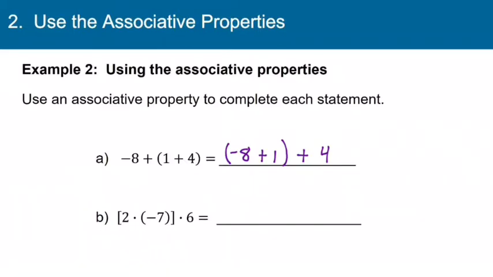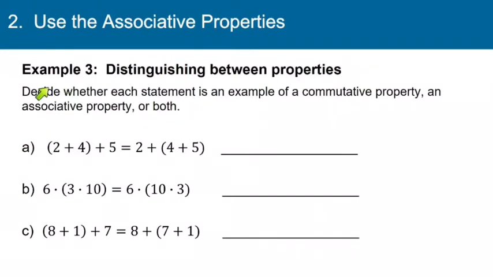This is multiplication. So if we have bracket 2 times -7, close the bracket, times 6, we can use the associative property to rewrite this if we just move the bracket to include the last two numbers instead of the first two. So we'll have 2 times bracket -7 times 6, close the bracket. So again, notice how in each case the order of the numbers did not change, but only what was inside the grouping symbol changed.